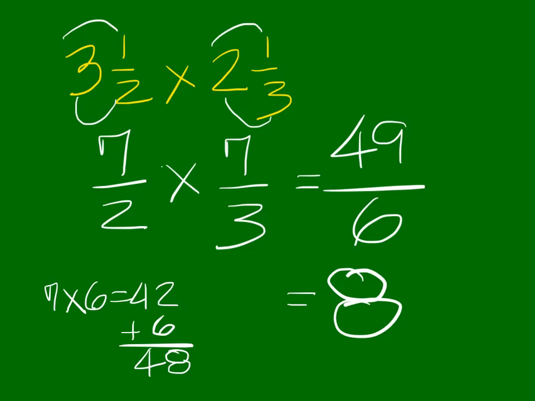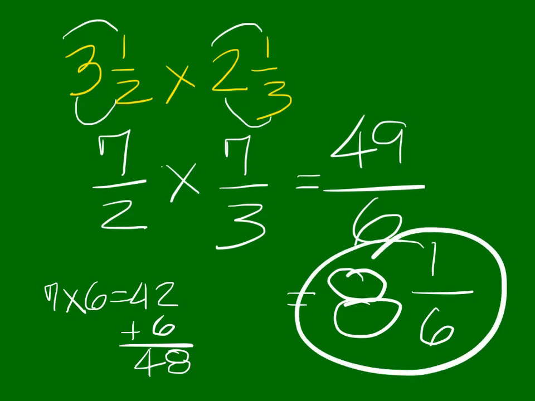6 times 8 is what? 48, yeah. So if I have 48, how many do I have left over? 1. So I put the 1 over what? 6, yes. So my answer is 8 1/6.